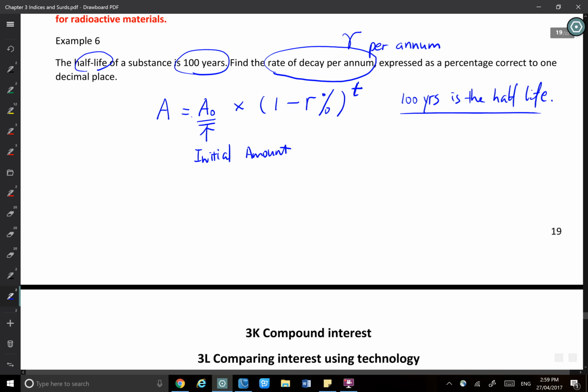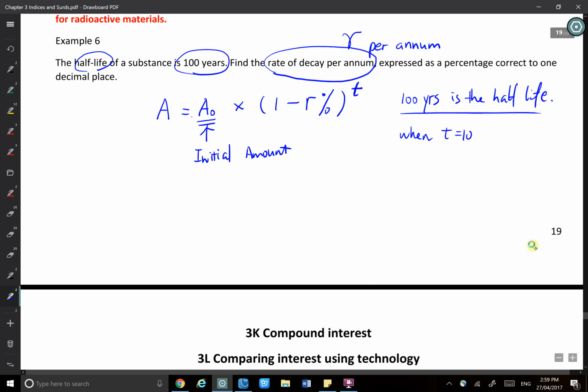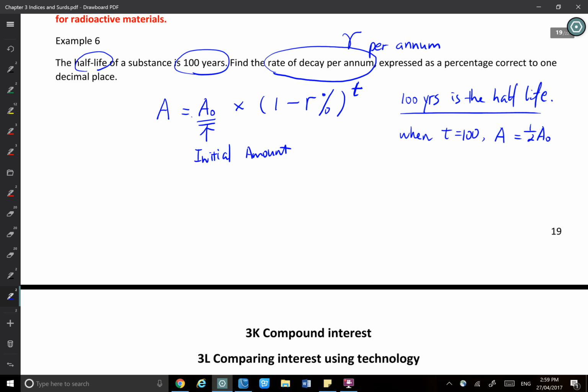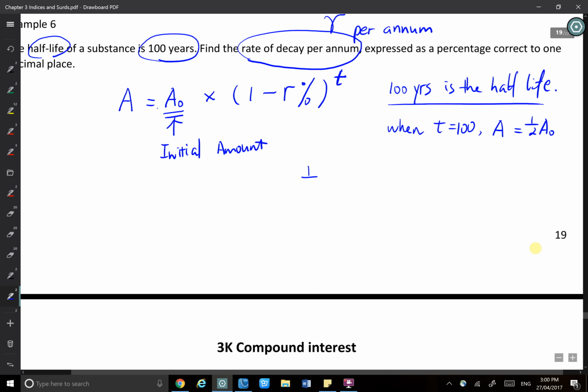So when T equals 100, your A value will become half of A0. Half of the original amount, right? Your A will become half of the original amount, which is A0, half of A0. So let's put those two values into this equation. Half A0 will equal A0 times (1 minus R%) to the power of 100.